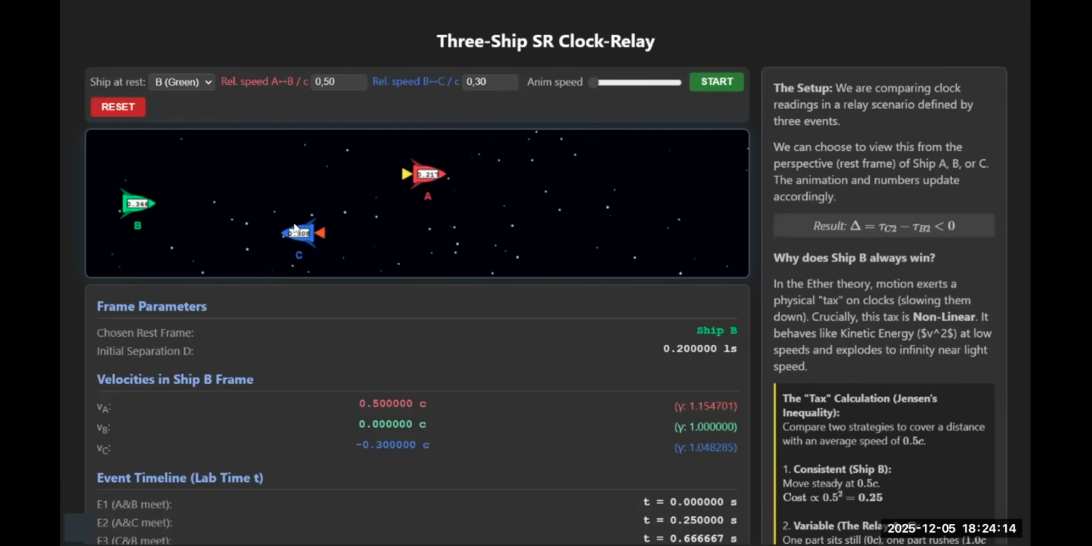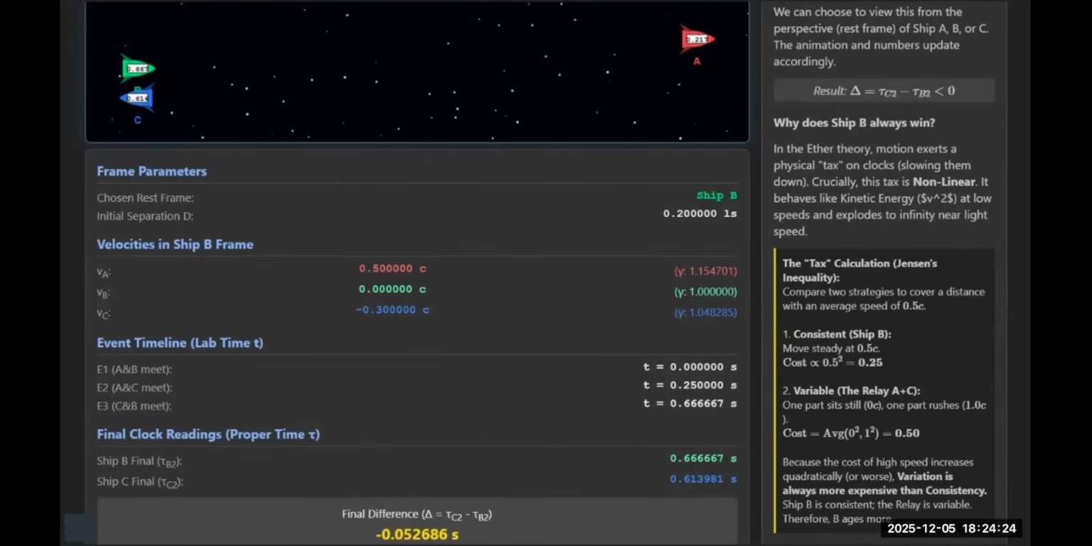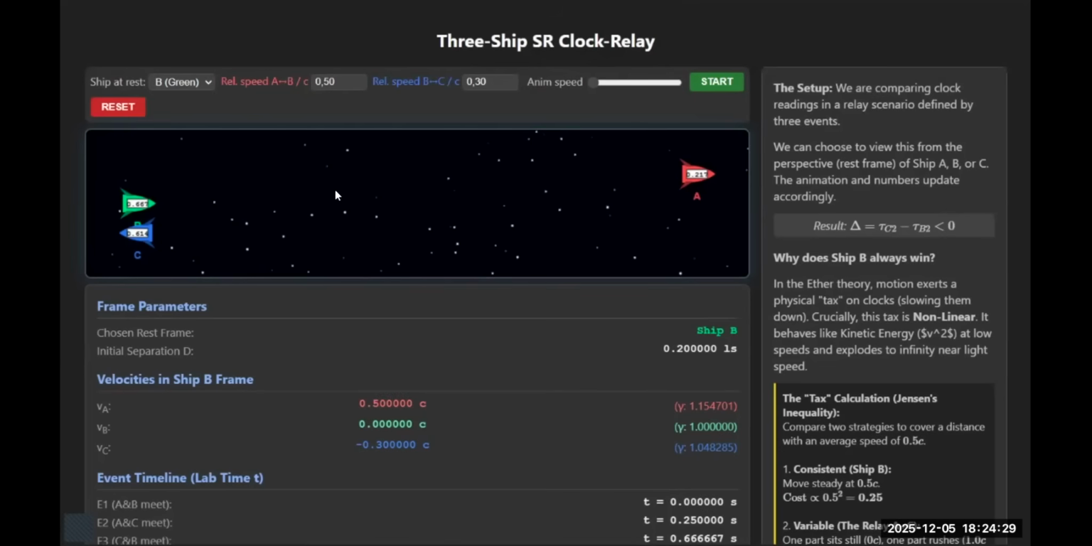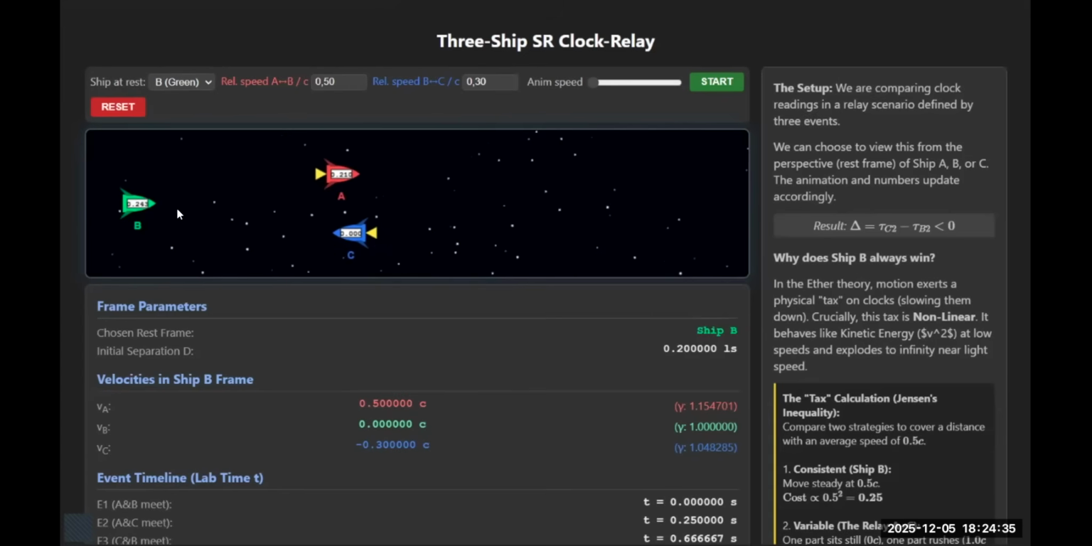We can run the simulation three different ways. Here I picked B stationary, and we can see the time difference overall is like 0.05 seconds in this case. And now, again, we think we can use this to detect where the ether is, because B is stationary in this case, right? So B's clock runs faster.